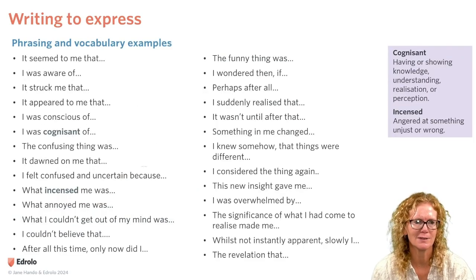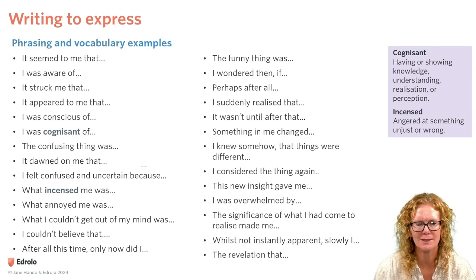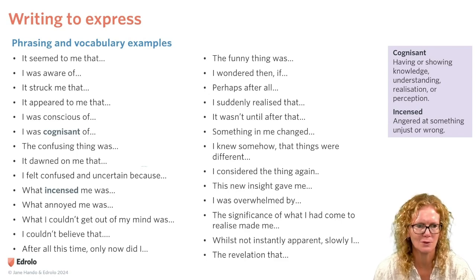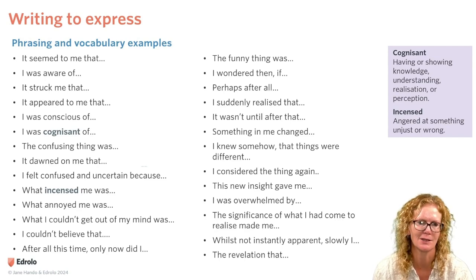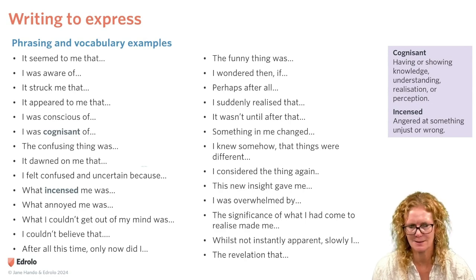So here's some writing to express phrases and some vocabulary choices that might be useful to you. You might say something like, it seemed to me that, as a ponderous kind of reflective way of thinking about whatever it is that is concerning you or worrying you or annoying you. I was aware of. It struck me that. It appeared to me that. I was conscious of. Note that these phrases and vocabulary choices are kind of reflective. So they're thinking about something that has happened and pondering that.